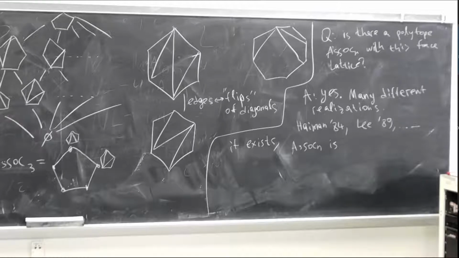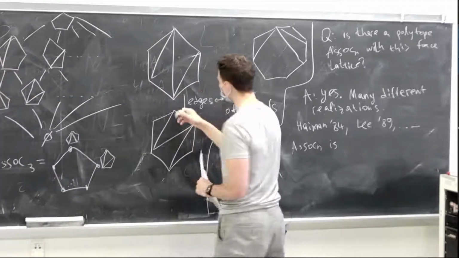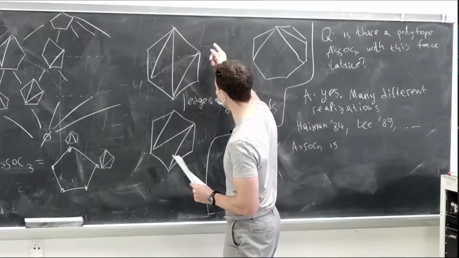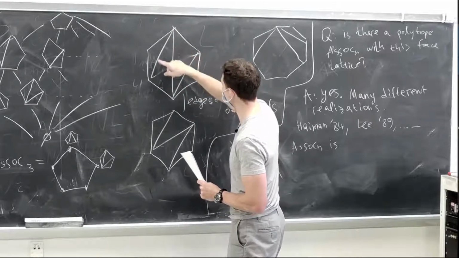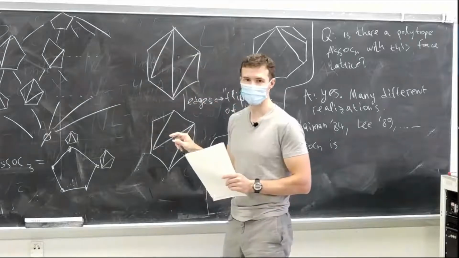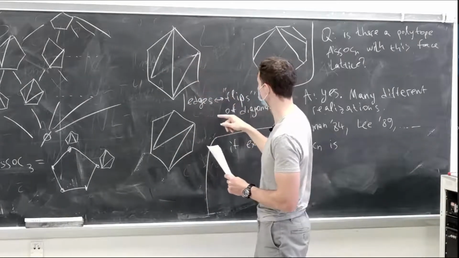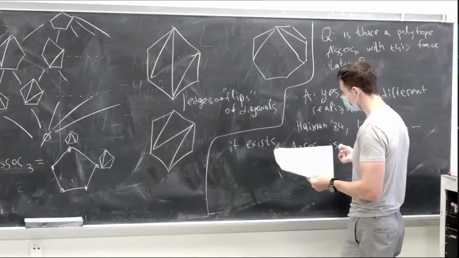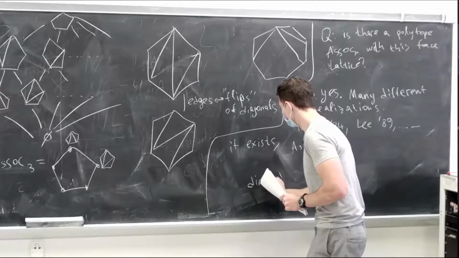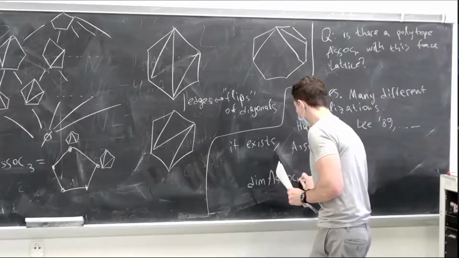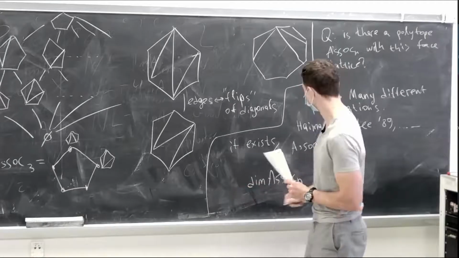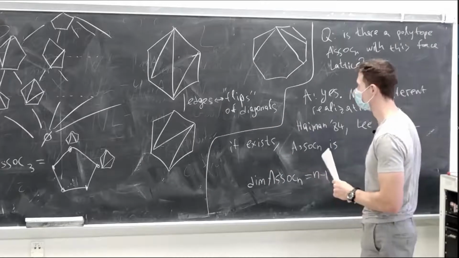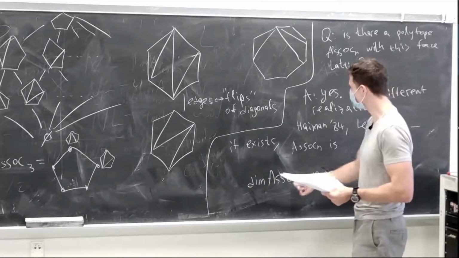Cool. Okay, right. The edges should correspond to flips of the diagonals. So if you have a triangulation, you have n minus 1 diagonals, and therefore you can flip any of these. So the degree of each vertex is n minus 1. First of all, what is the dimension of the associahedron? It should be n minus 1. We don't know why, but based on these examples, it should be n minus 1. I mean, we know why.